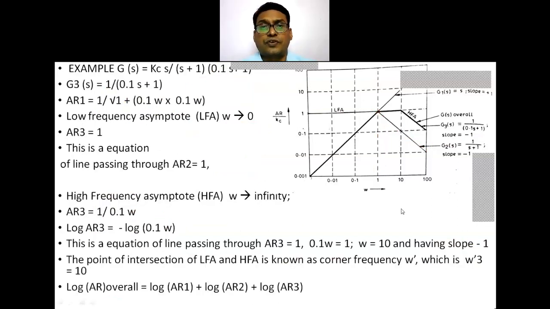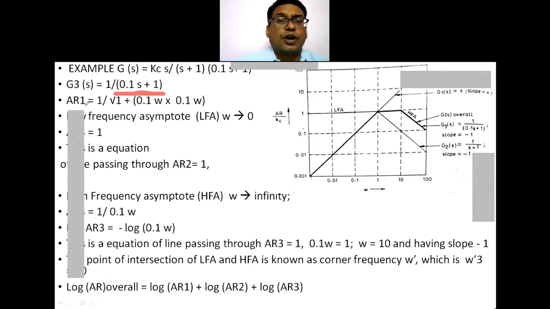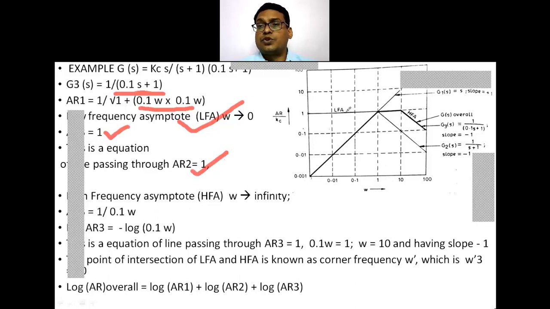Then the third transfer function. So the third transfer function is 1 upon 0.1 s plus 1. That is, amplitude ratio 1 is equal to 1 upon root of 1 plus tau omega whole square, that is 0.1 omega whole square. So for the low frequency asymptote, omega tends to 0, amplitude ratio 3 comes as 1. So it is the equation of a line passing through 1. So I am going to draw this low frequency asymptote again here.